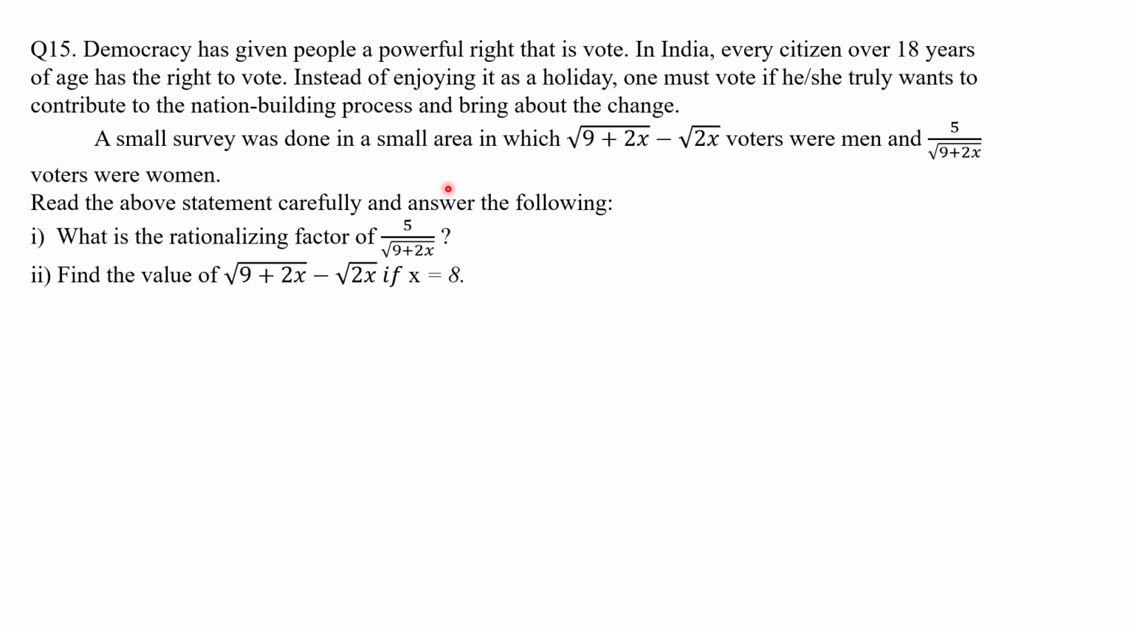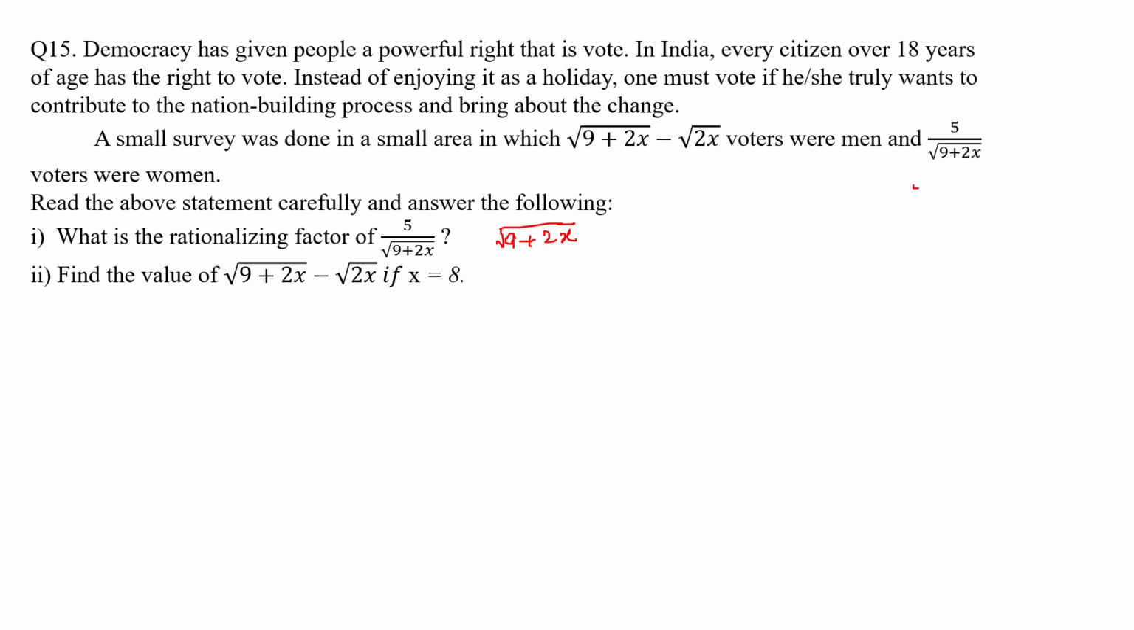Next, a small survey was done in a small area in which root of (9 plus 2x) minus root 2x voters were men and 5 by root of (9 plus 2x) voters were women. Now read the above statement carefully and answer the following. What is the rationalizing factor of 5 by root of (9 plus 2x)? Rationalizing factor means what you will multiply in the denominator such that it will become a rational number. So root of (9 plus 2x), the rationalizing factor will be that only.